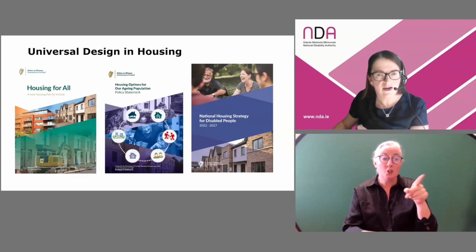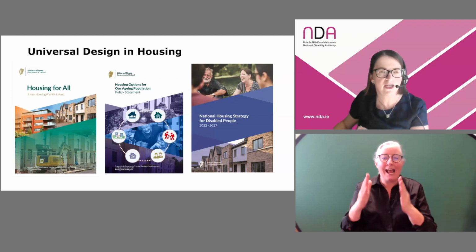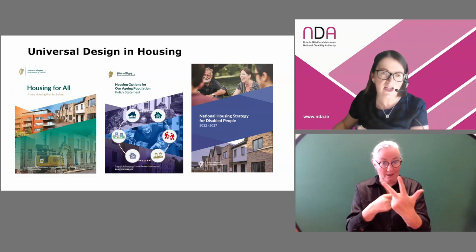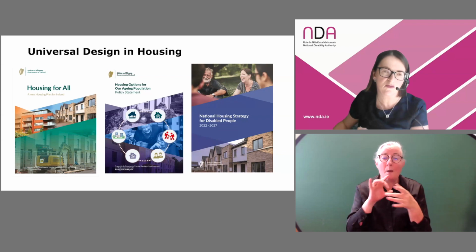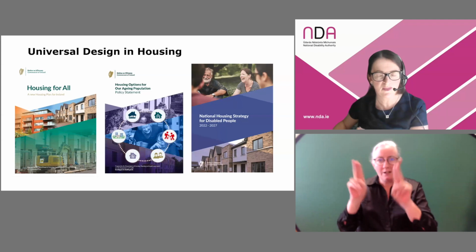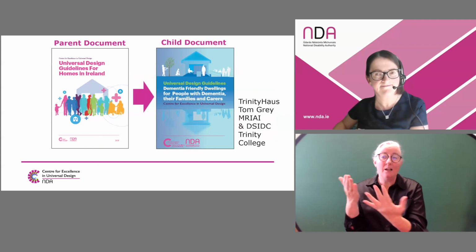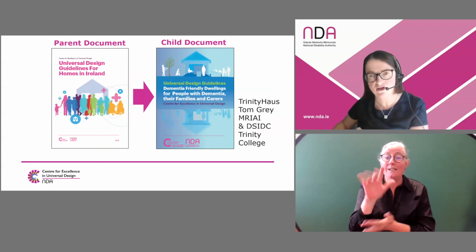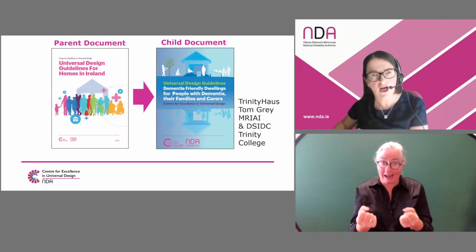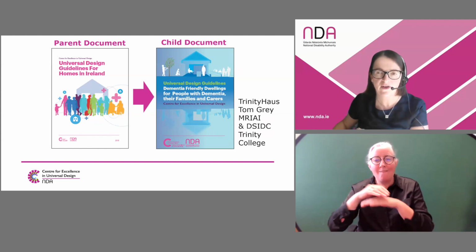So universal design in housing appears in a number of policies. On screen, I have Housing for All, the Housing Options for Our Ageing Population Policy Statement, and the National Housing Strategy for Disabled People. But critically, I think in response to this policy, we're now seeing a number of county development plans that have specific targets for universal design in housing schemes, typically a percentage of dwellings in a housing scheme to be accessible or universally designed. Back in 2015, we published our Universal Design Guidelines for Homes in Ireland, which is available on our website, as well as what we called a child document, Universal Design Guidelines for Dementia-Friendly Dwellings for people with dementia, their families and carers.